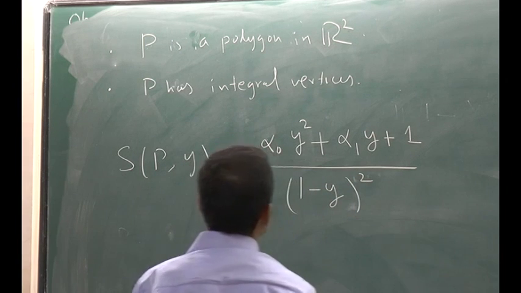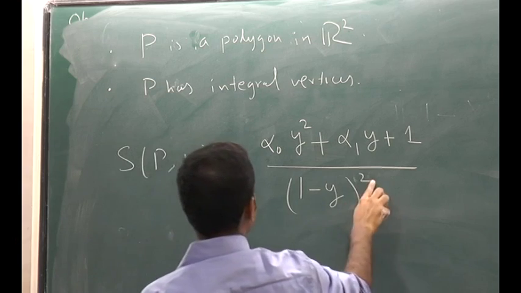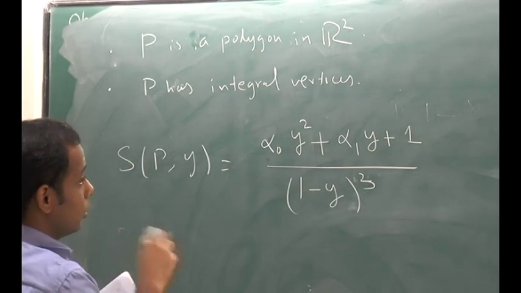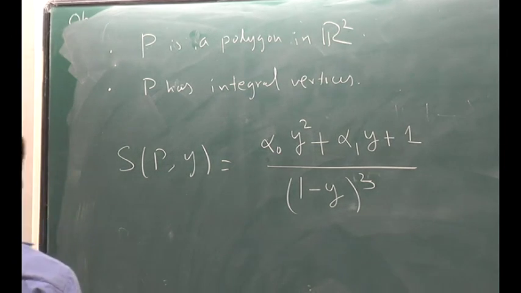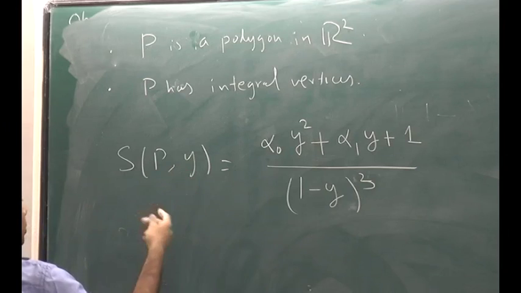Degree of P is 2. Here we get something divided by 1 minus y square. Here it will be 1 minus y cube. So the denominator will be the degree of the polytope plus 1. 1 minus y has that many poles. Degree is the dimension of the polytope. So when you expand it, it will come to degree minus 1.